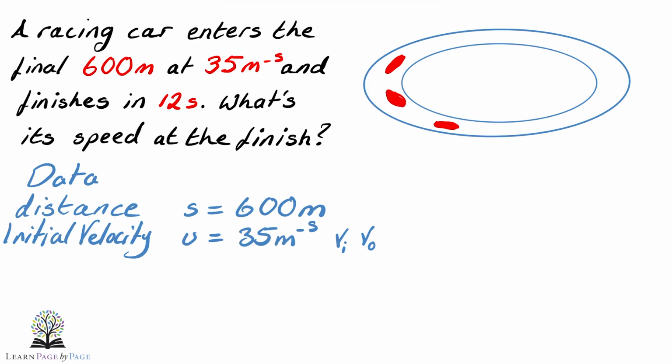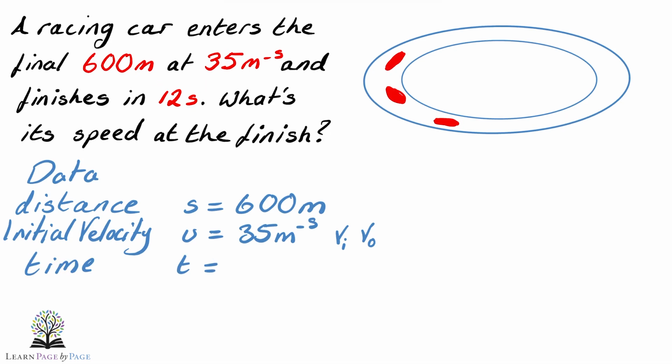Then our next bit of data we've got is our time, and that is 12 seconds. We're not going to worry about acceleration because we can assume it's constant, like we said, but the last thing we do need is what they're asking us for, and that is its speed at the finish. So that would be its final velocity, and that symbol is the V.